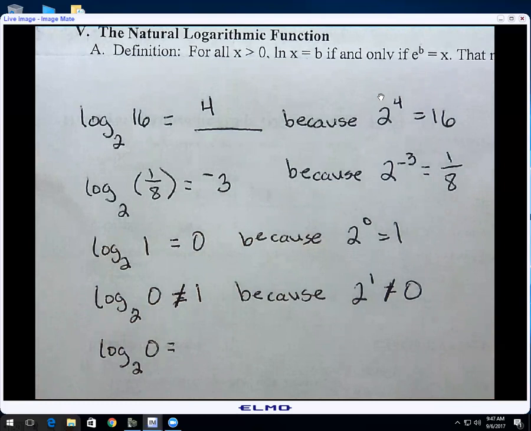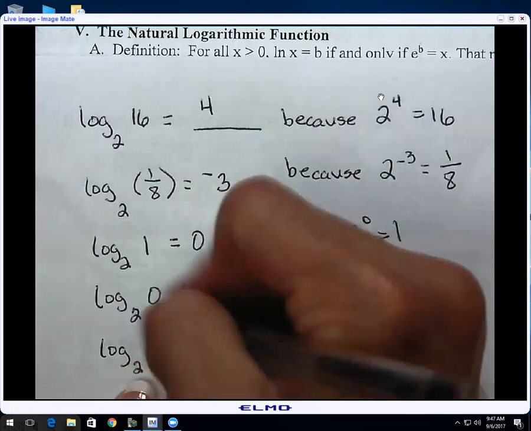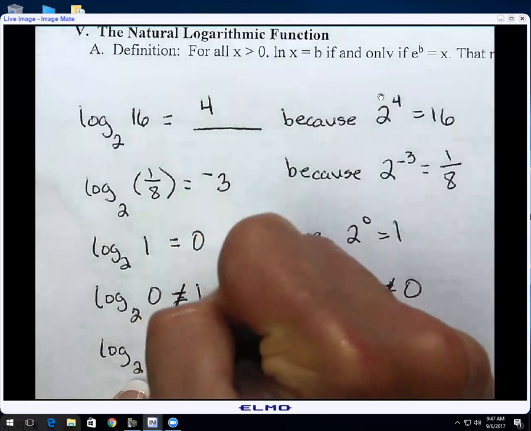This is the second thing we've encountered in math that we're going to call undefined. What's the first thing in math we call undefined? Dividing by 0. If we have 0 in the denominator of a fraction, we write undefined. If we have log base something of 0, we write undefined.